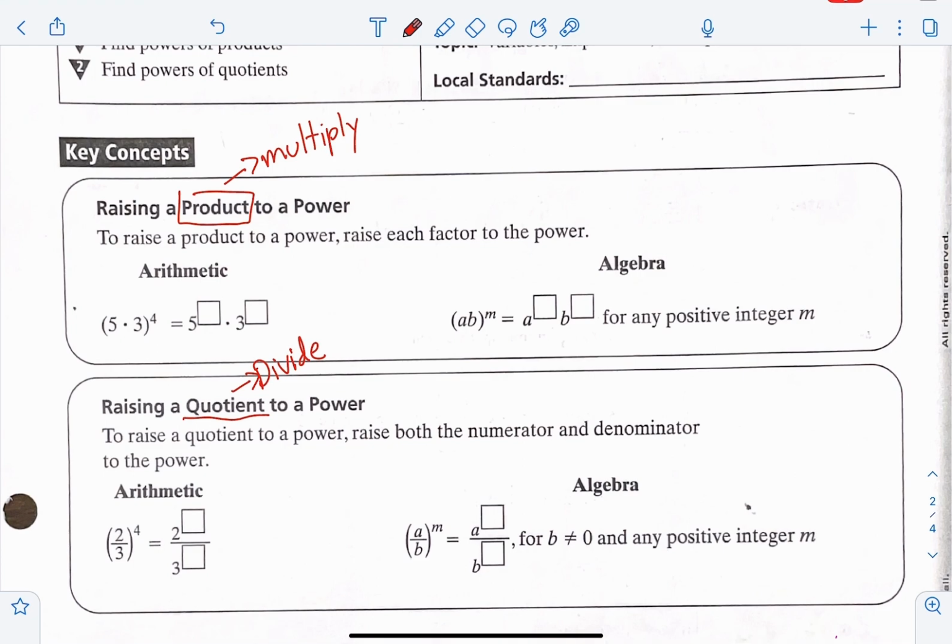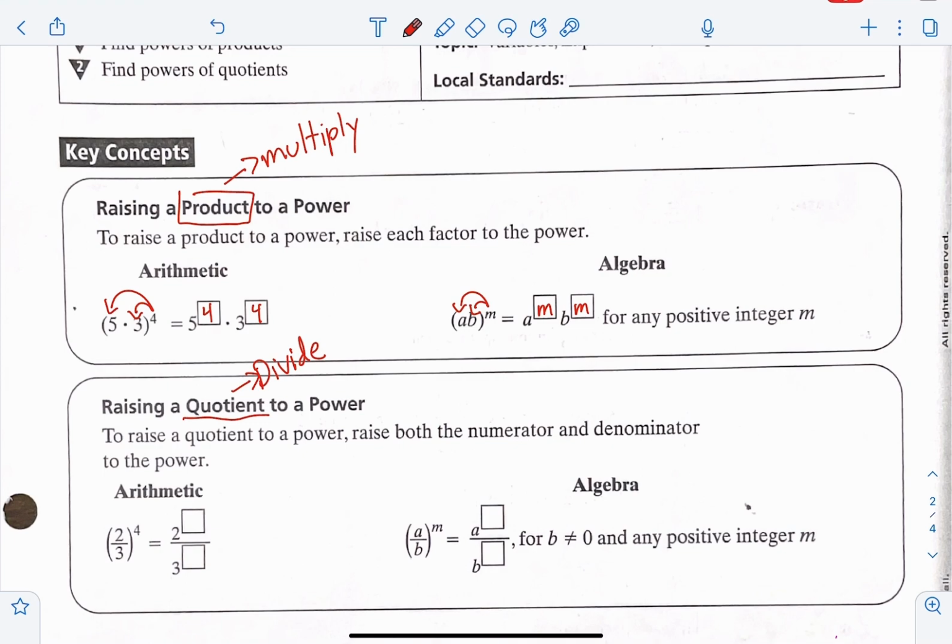So when you have a product within the parentheses, so you have something being multiplied with something else, the power applies to both things. So in parentheses, 5 times 3, all of that to the power of 4 is the same as 5 to the power of 4 times 3 to the power of 4. So that exponent gets applied to both things that are being multiplied. In this variable example, they have a times b in the parentheses, all of that to the power of m. That means that this is really a to the m times b to the m, because again, that exponent applies to both things.